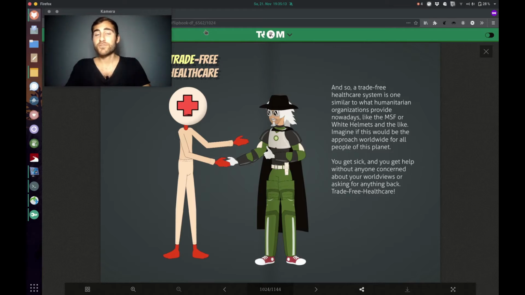And so, a trade-free healthcare system is one similar to what humanitarian organizations provide nowadays, like Doctors Without Borders or White Helmets and the like. Imagine if this would be the approach worldwide for all people of this planet. You get sick and you get help without anyone concerned about your worldviews or asking for anything back. Trade-free healthcare.